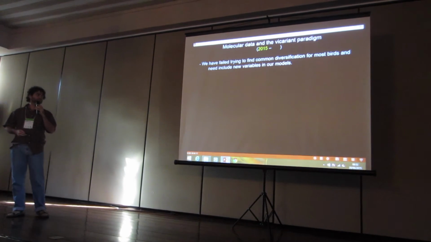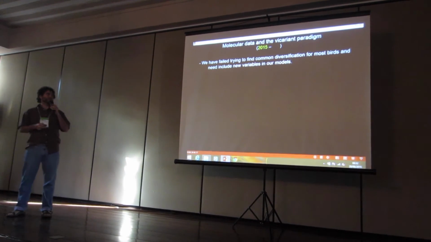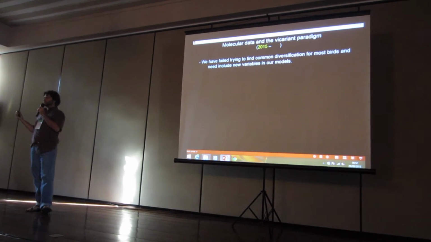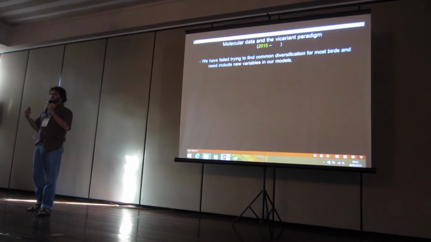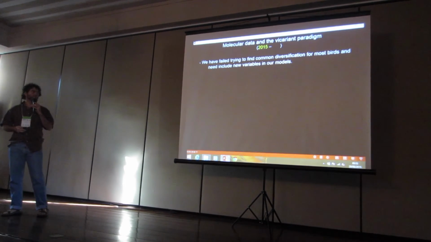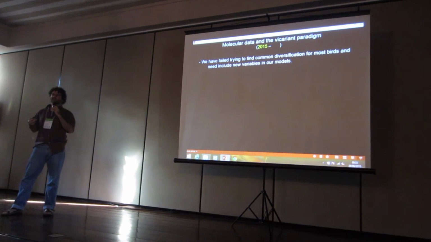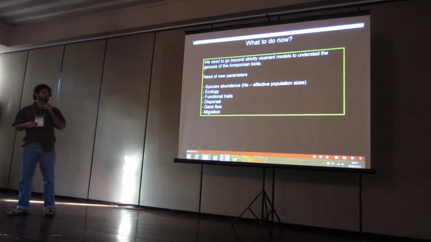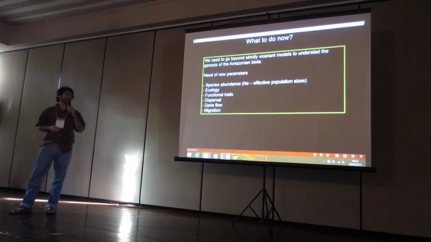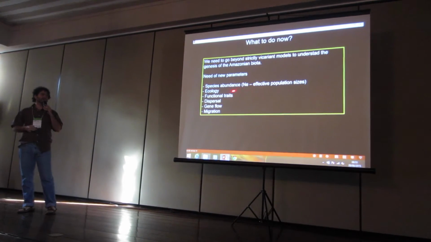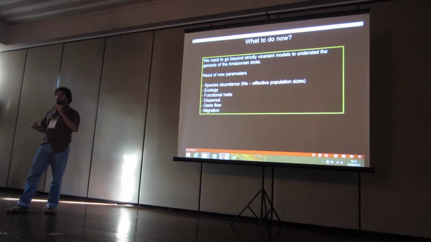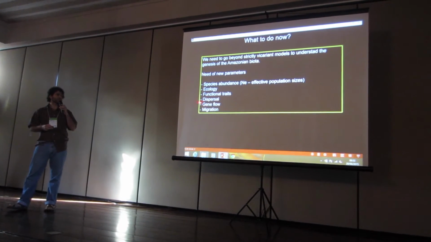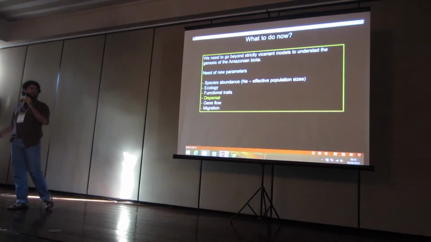But I think we are really at the end, and the results from Camille show that we have to include new data on our parameters. I think we have failed trying to find common patterns when we pick the entire fauna. So I think we need to start gathering new data on effective population sizes, on ecology, on functional traits, and how these will affect our genetic structure, dispersal, gene flow, migration, and things like that.